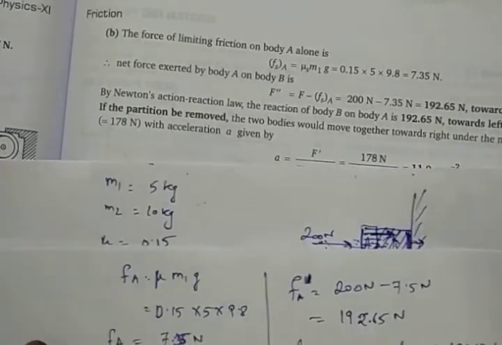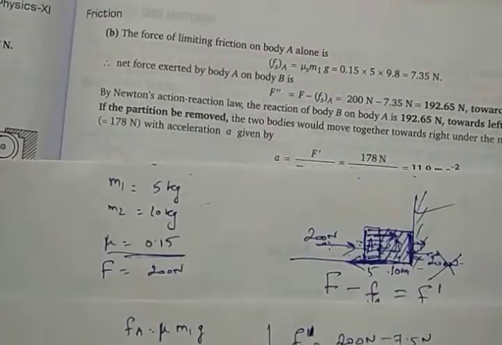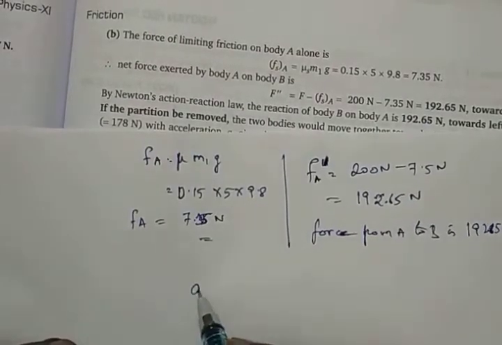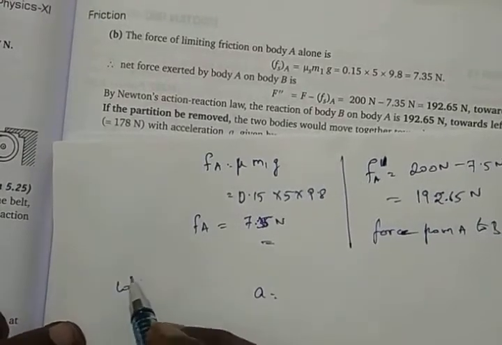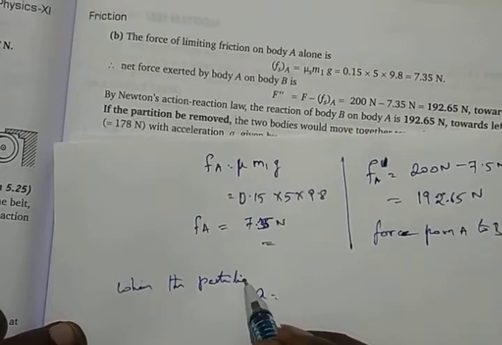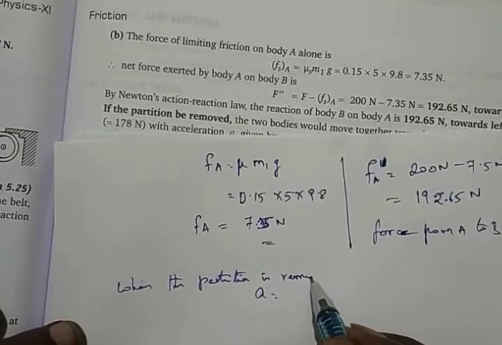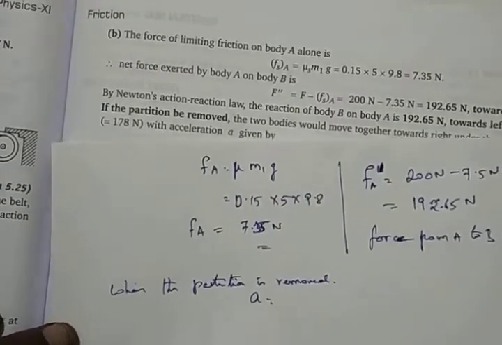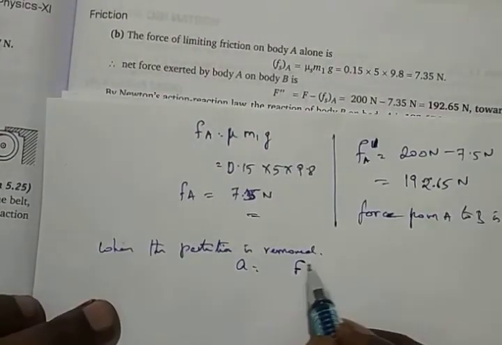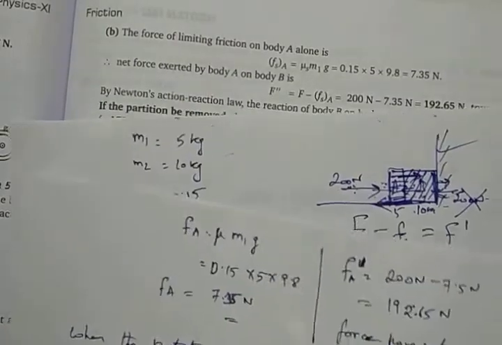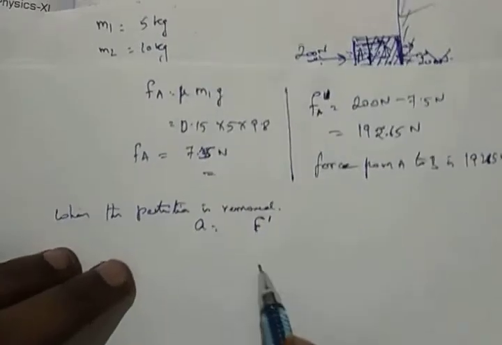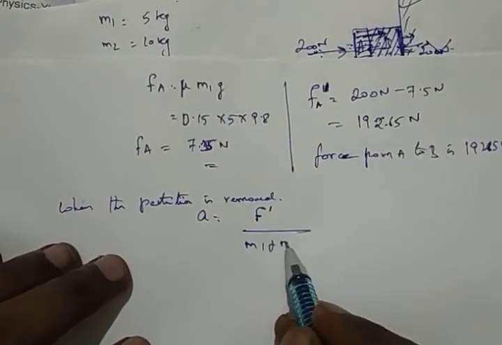Now the next one: the partition is now removed. You remove this partition and then the body starts moving. What is the acceleration here? When the partition is removed, what is the value here? It is the final force, the net force. What is the net force? 200 minus the friction, upon M1 plus M2.